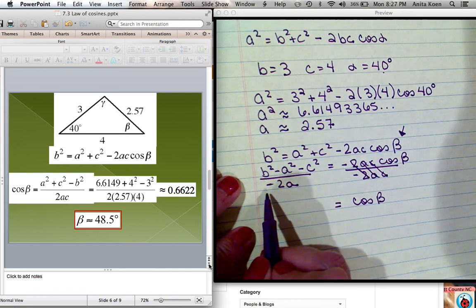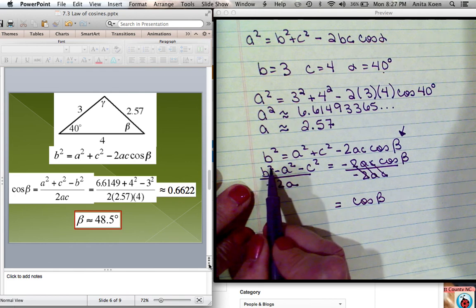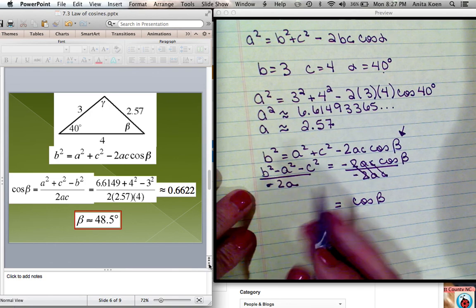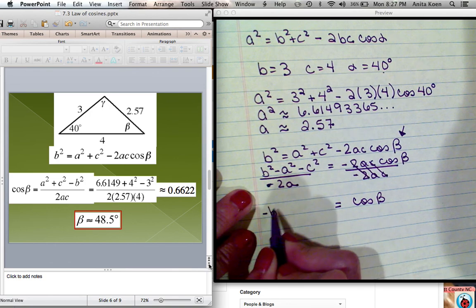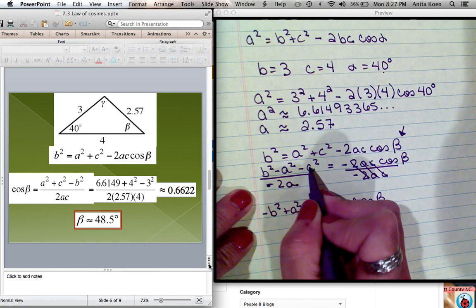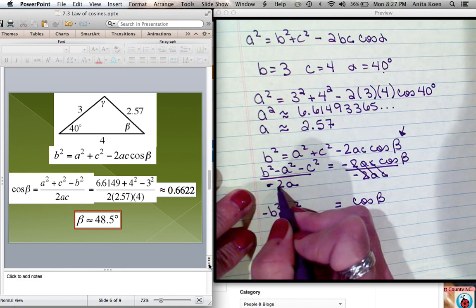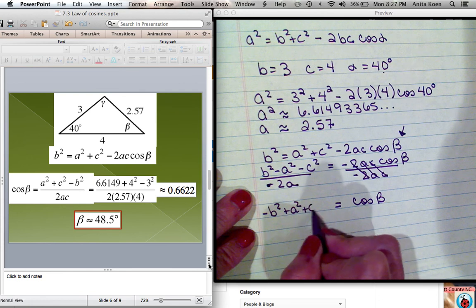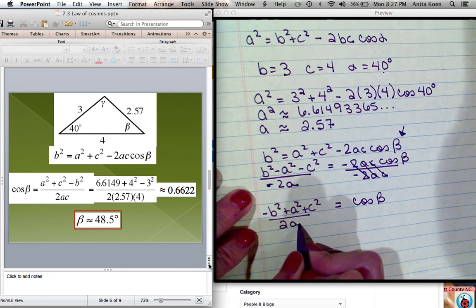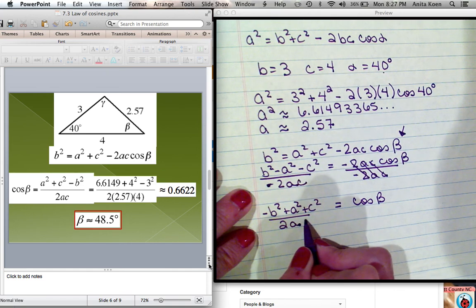And on the other side, when I take b squared divided by negative 2a, that's going to give me negative b squared. The negative divided by negative is the positive a squared. Negative c squared divided by negative 2 is positive c squared. All of that over 2ac. I left my c out there. I apologize.